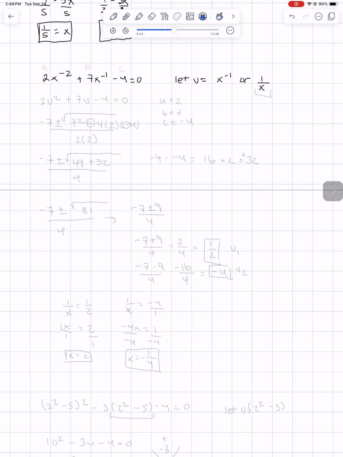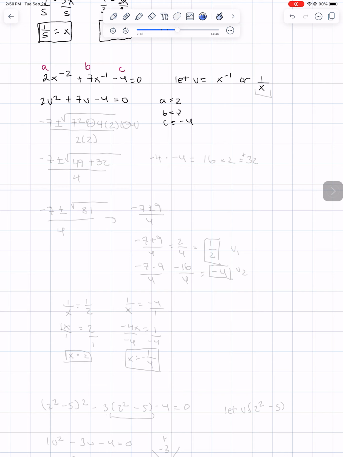So what I need to do first is label my A, B, and C. And then I want to substitute for u. So substituting for u, it's going to be u squared. So 2u squared plus 7u minus 4 equals 0. So now we've substituted. Now I'm going to label my A, B, and C. So A is 2, B is 7, C is negative 4.